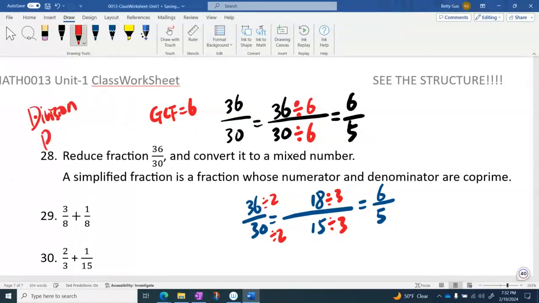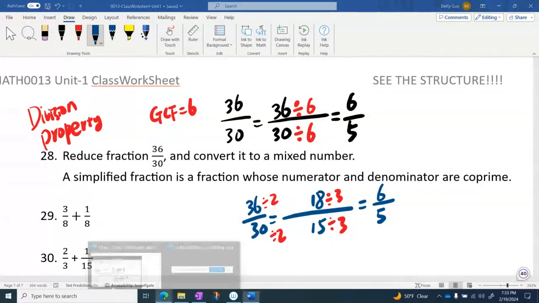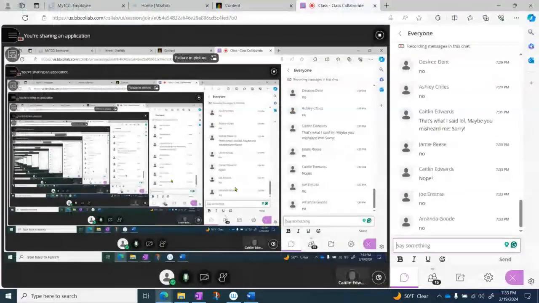Division property of fractions. Division property of fractions allow us to divide both the numerator and denominator of a fraction by the same non-zero number. That's why we can do this. All right? Any questions? Yeah, reduce a fraction. Yeah, those actually belong to our foundation 1.